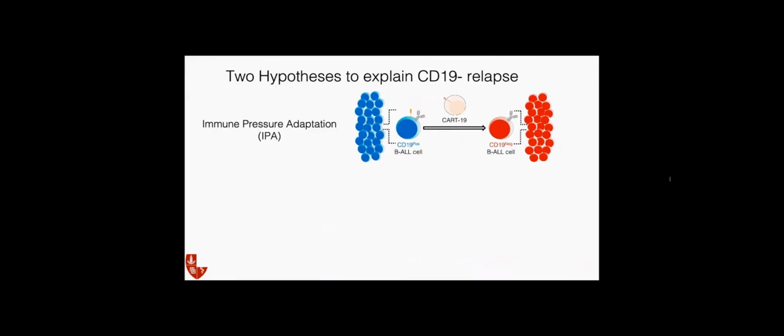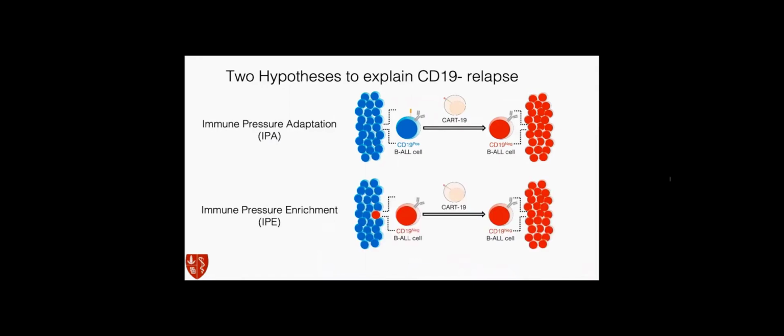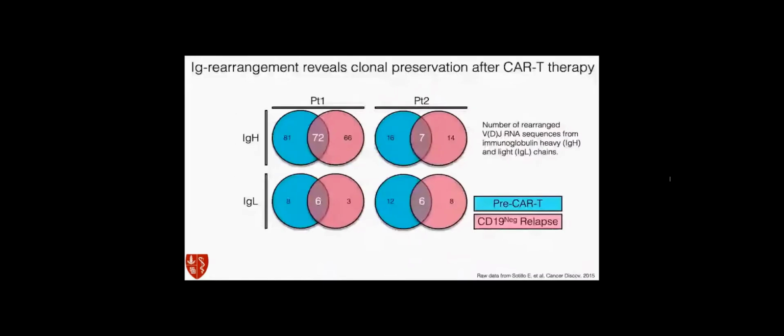So from our standpoint, we wanted to look at the pre-CAR T cell sample, and we had 2 hypotheses to try to explain CD19 negative relapse. One that we call immune pressure adaptation, meaning that you have a uniformly CD19 positive cell population going into CAR T cells. Under the pressure of the CAR, you end up with CD19 negative cells through some mechanism, versus a contrary hypothesis, which is an immune pressure enrichment, meaning that within the majority of the cells that seem to express CD19 before you give the CAR T cell, there are hiding some CD19 negative cells, and those are the cells that can escape the pressure of the CAR T cell and grow out to recapitulate the leukemia.